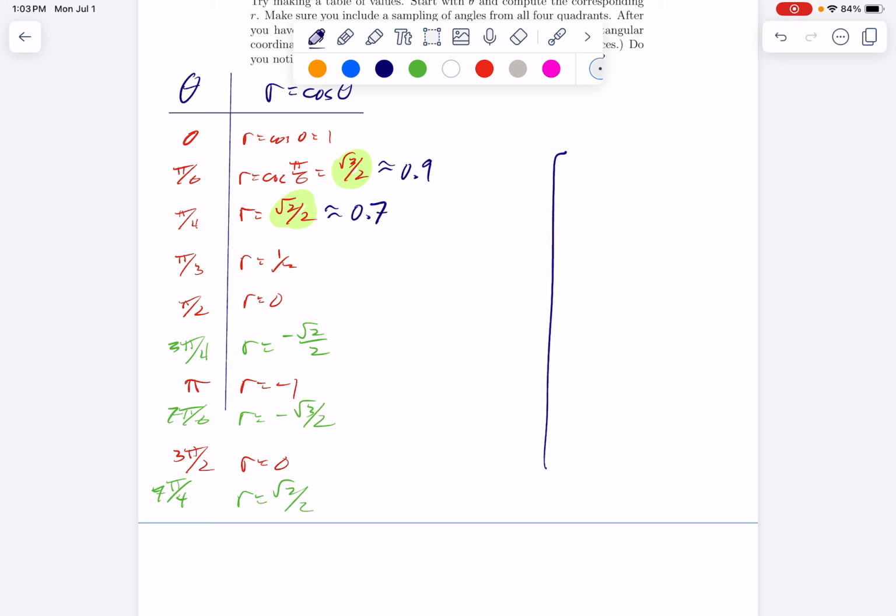So let's try to draw what this looks like. We're just going to do our best. Don't convert anything to x and y. Just think about distance and direction. But let's mark out where 1 is in each direction.